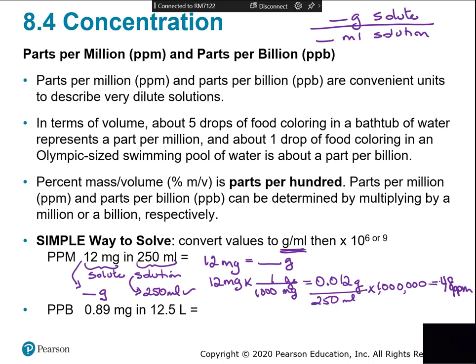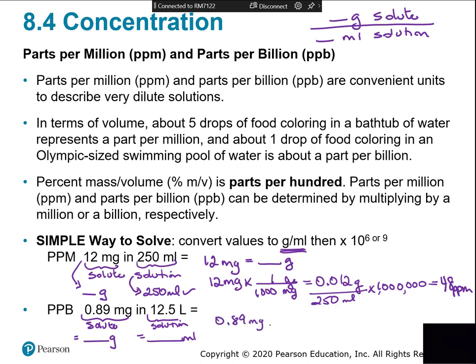Let's try the one underneath. So the one underneath is in parts per billion. So if I have 0.89 milligrams of my solute and it's in 12.5 liters volume of solution, how many parts per billion would that be? So if this is my solute, I know that I have to convert that to how many grams it is, because it starts in milligrams, so I'm going to have to do a unit conversion. 12.5 liters, I need it in milliliters. So this is the solution, and I need to convert that one to milliliters. So this one, I'm going to have to convert both of those.